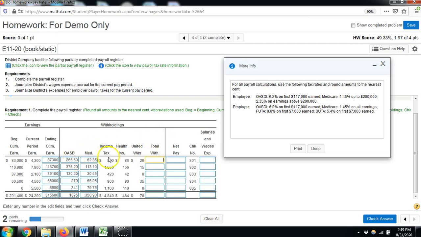So we take this, plus these are basically income tax withholdings, and also it looks like health insurance and United Way, which is a donation. So let's add all this up. And then add up this column.